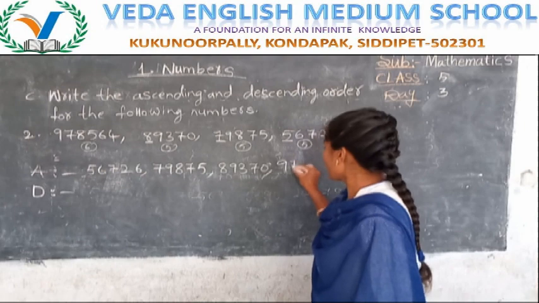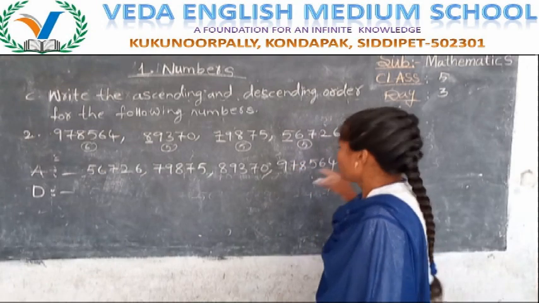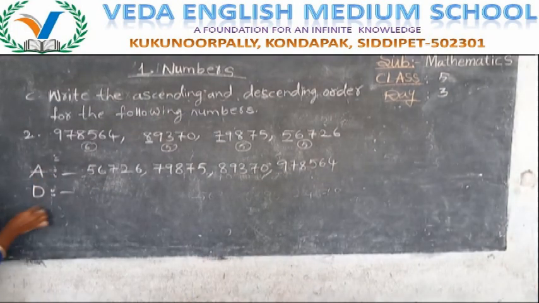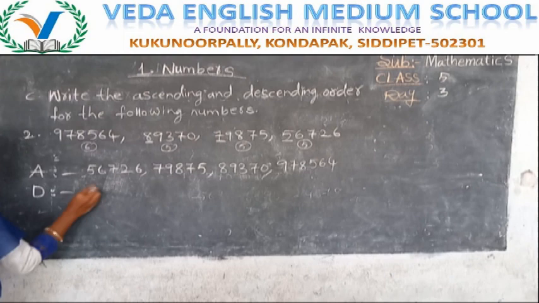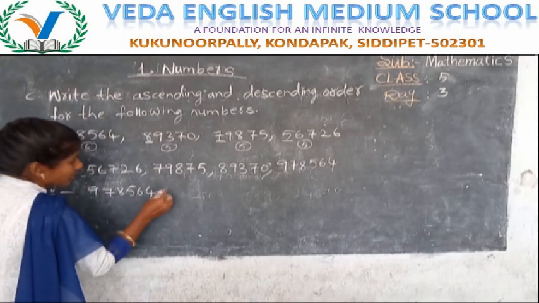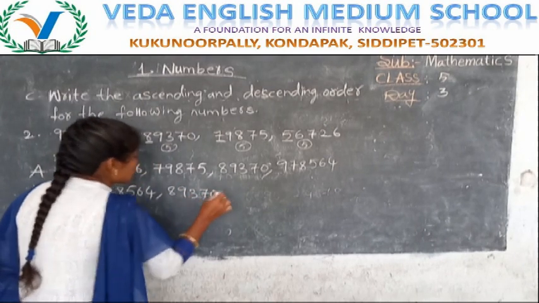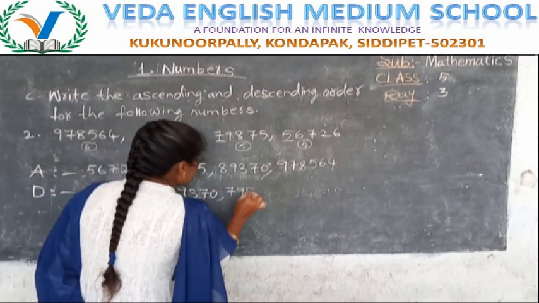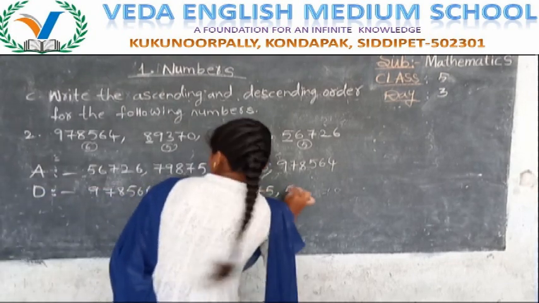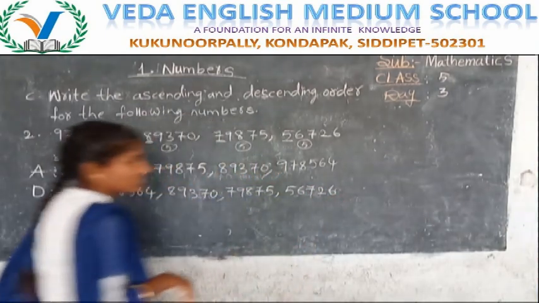9, 7, 8, 5, 6, 4. Now ascending order has completed. Now write descending order. Same as the first one, write in reverse. 9, 7, 8, 5, 6, 4. Next 89370. Next 79875. Last 5, 6, 7, 2, 6. Like this you have to write.